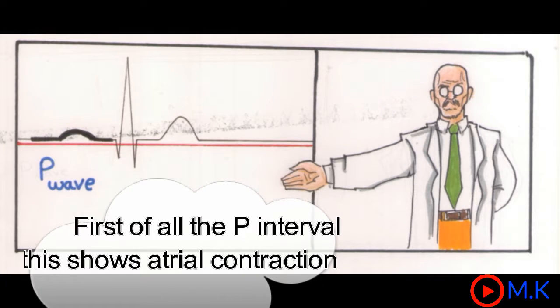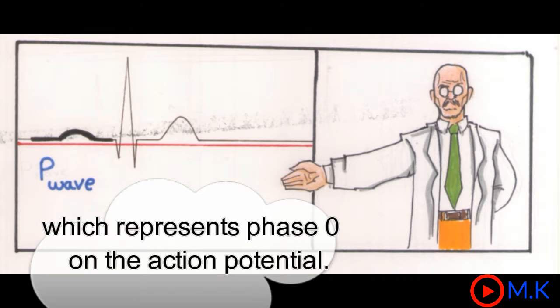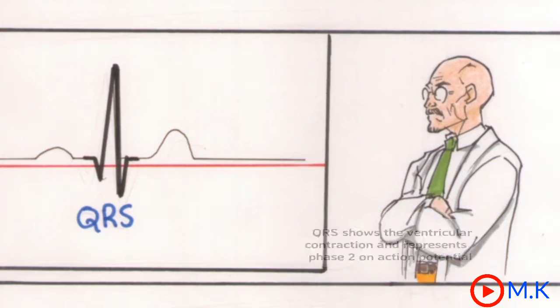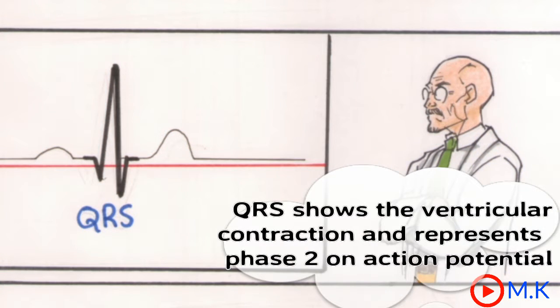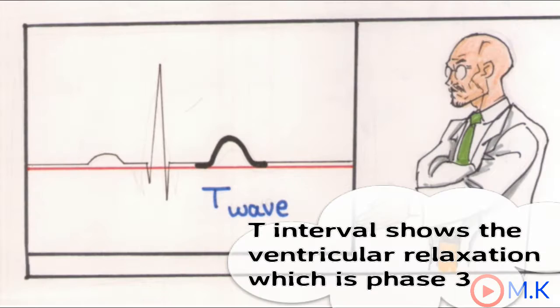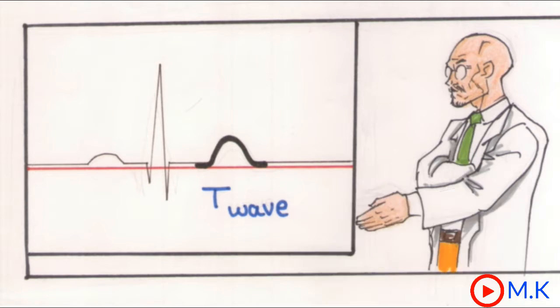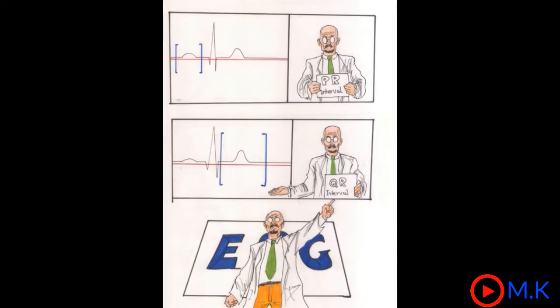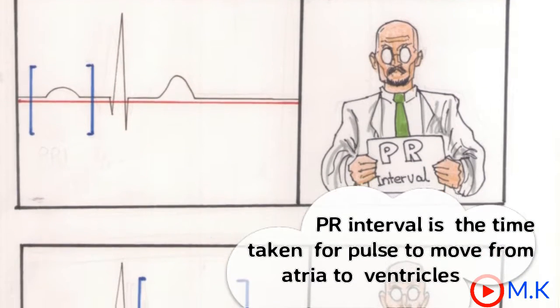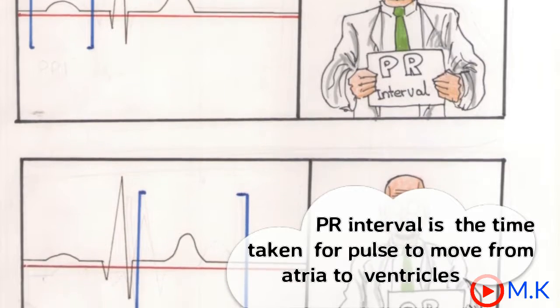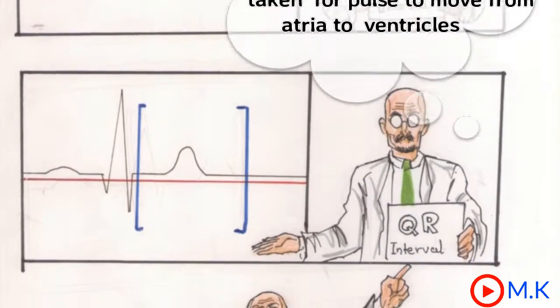First of all, the P interval. This shows atrial contraction, which represents phase 0 on the action potential. QRS shows a ventricular contraction and represents phase 2 on action potential. T interval shows a ventricular relaxation, which is phase 3. PR interval is the time taken for pulse to move from atria to ventricles.